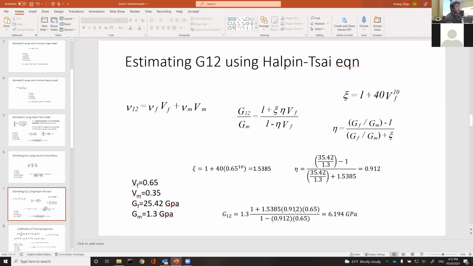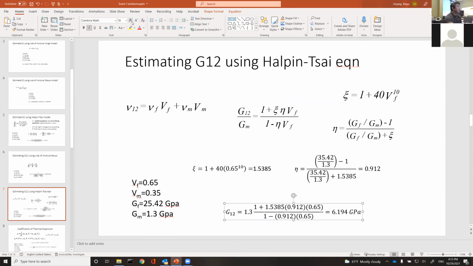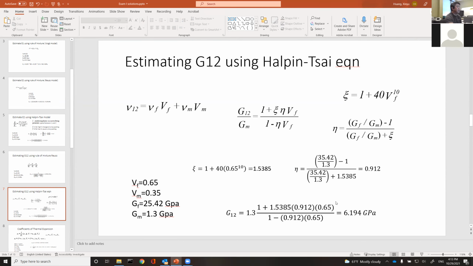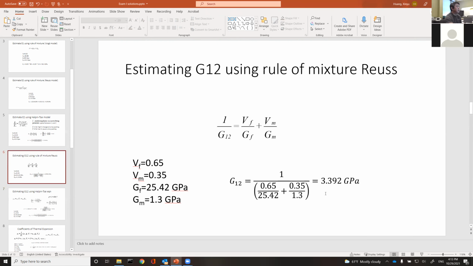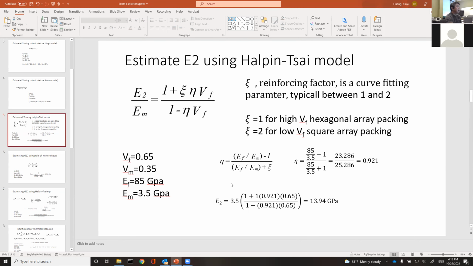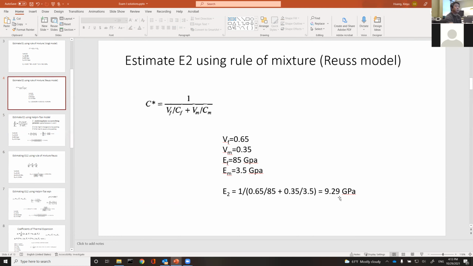All right, you can compare this G12 with what's predicted on Roos model. You find that this is a little higher too, which makes sense because we know the Roos model usually is a lower bound. So the true value is usually slightly higher than Roos model. As you can see here, in both cases, when you use Halpin-Tsai equation, you get slightly higher predictions. 6.2 here versus 3.4, and in case of E2, it is 13.9 versus 9.29.